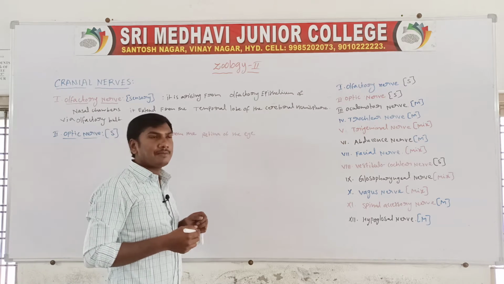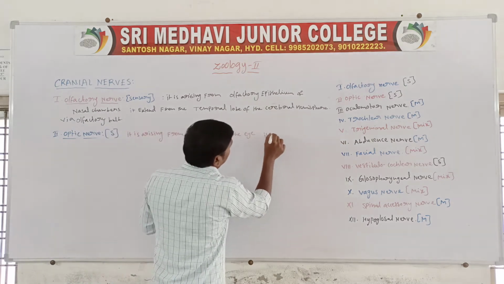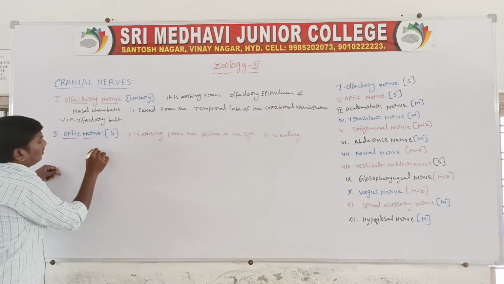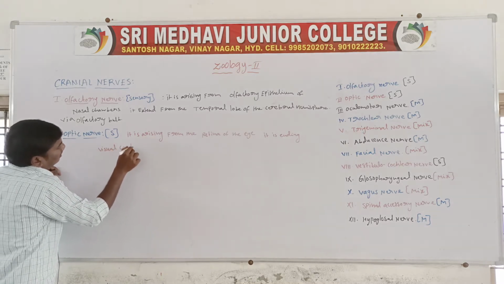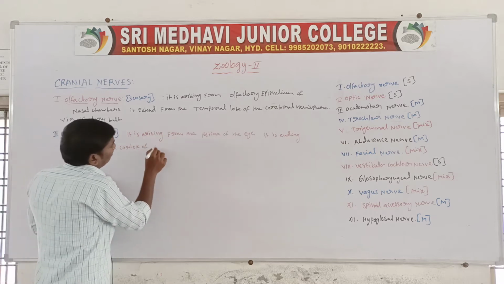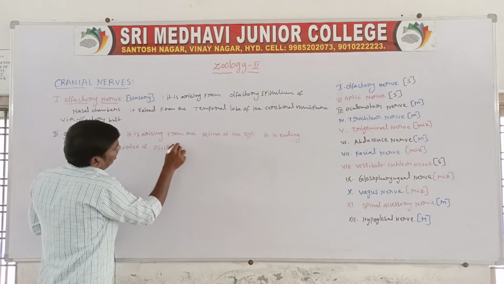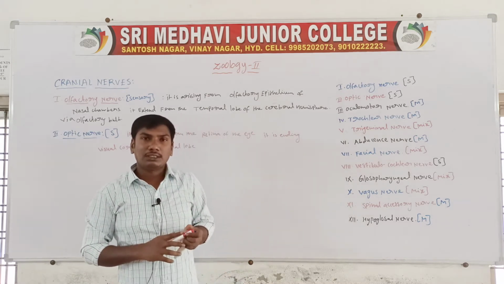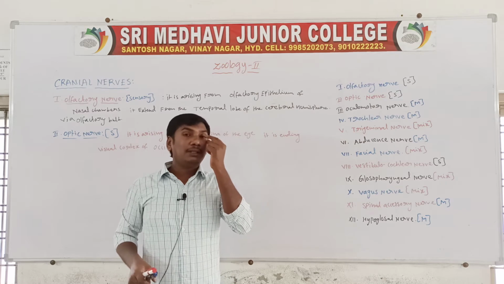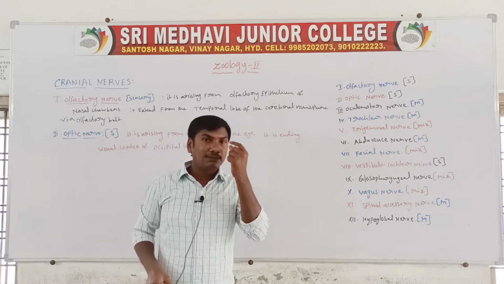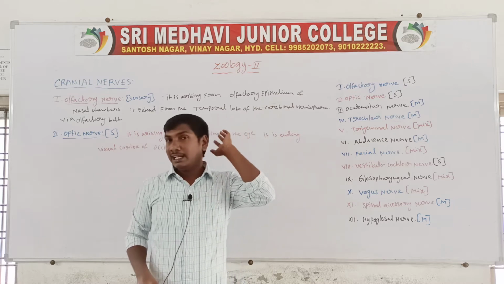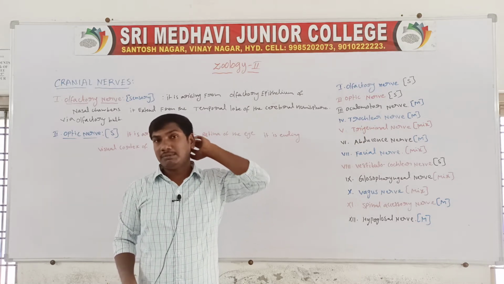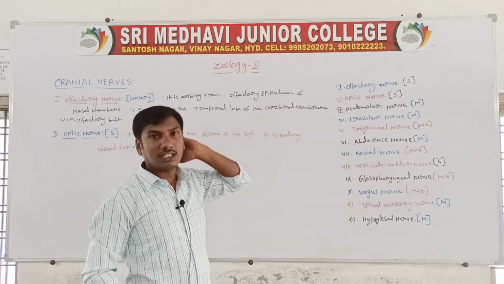Next, it ends at the visual cortex of the occipital lobe. So it arises from the retina of the eyeball and ends in the occipital lobe. This lobe is called the occipital lobe, and it contains the visual cortex.